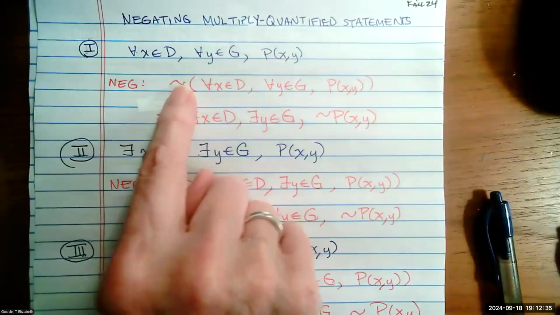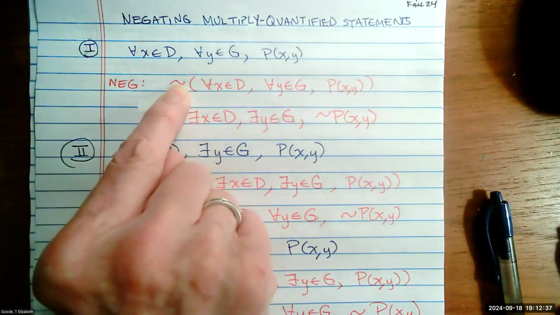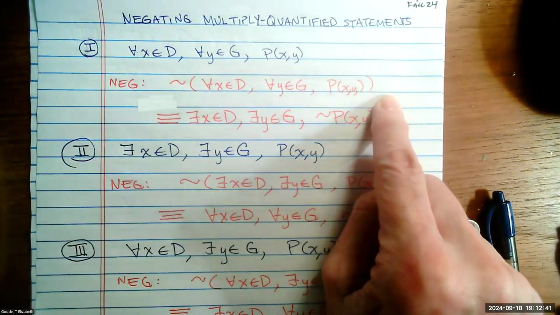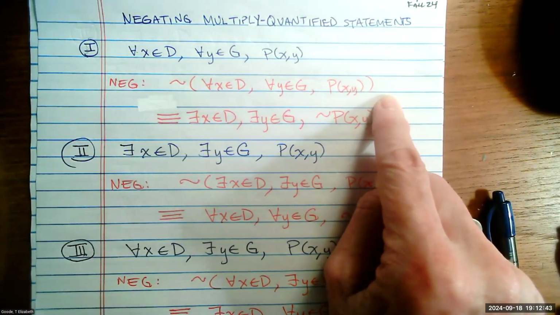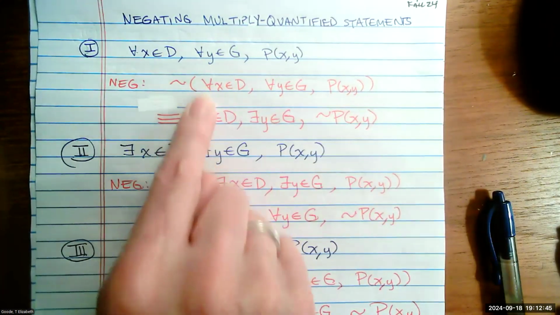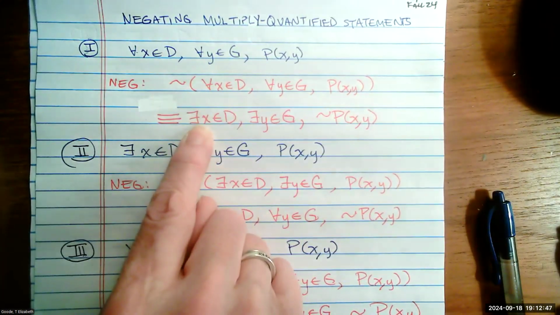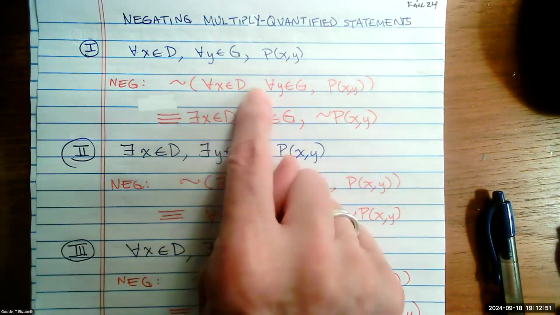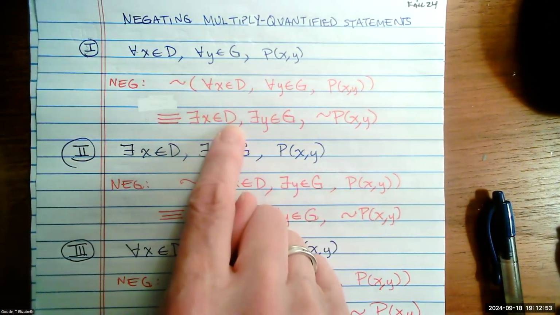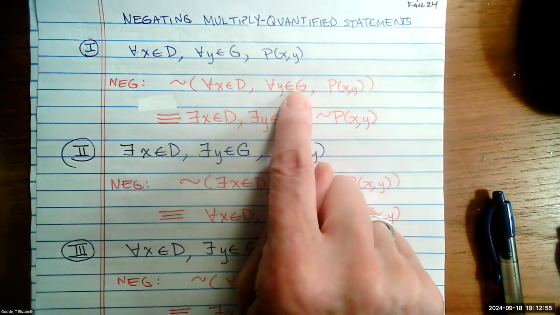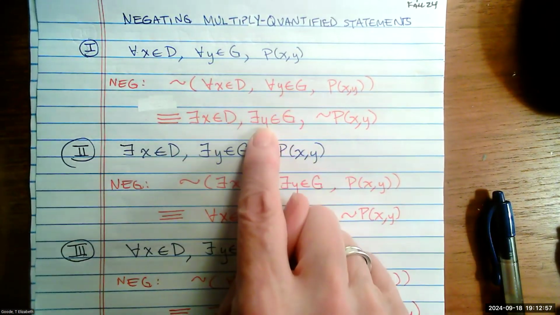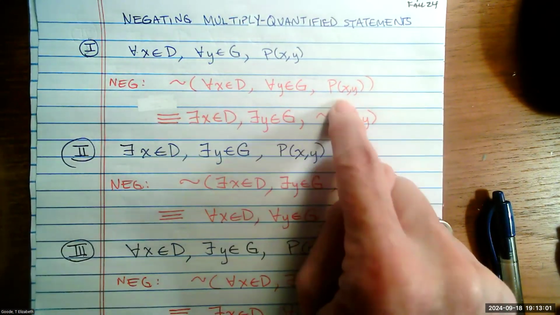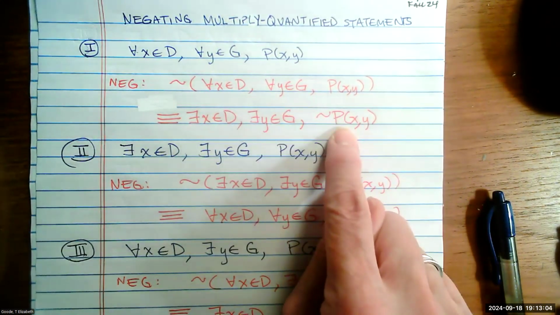So this is the deal. When we distribute the not across the multiply quantified statement, it does just what it did with a single quantifier. The for all will flip to there exists. So this for all x in D, when we negate that, that means there exists an x in D. The for all y in G changes to there exists a y in G. And of course, the predicate then gets negated.